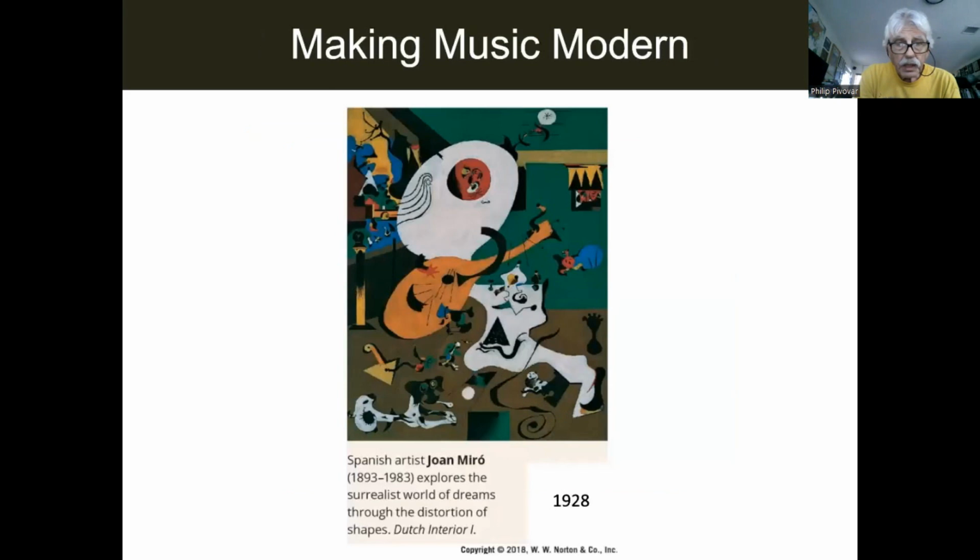Another painting, 1928, Spanish artist. Between Two Wars, Music and the Great Depression.